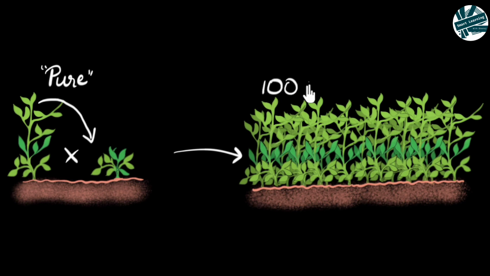100% of them end up being tall. This raised many questions. What happens to the short one? Does it have no effect at all? Why aren't we getting any medium-sized plants? Why aren't we getting any short plants?